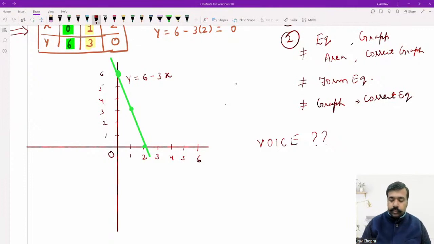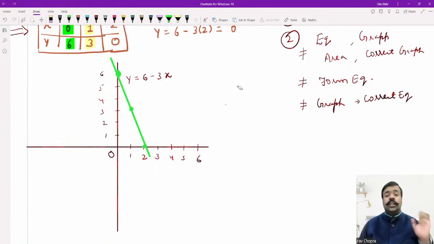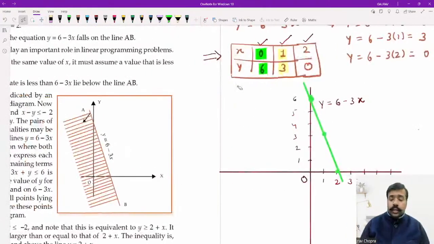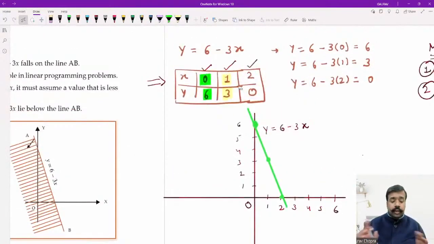Perfect. So now I was talking about the three varieties of question which normally come in the examination. One is that the equation will be given and we have to find the correct graph. Second, the graph will be given and we have to find the correct equation. And third, we are supposed to form the equation from the given word problem.